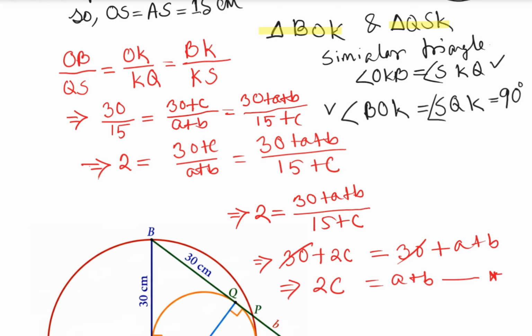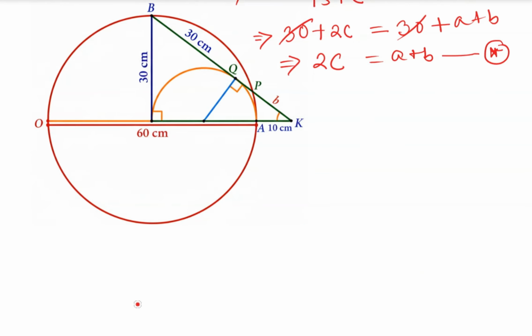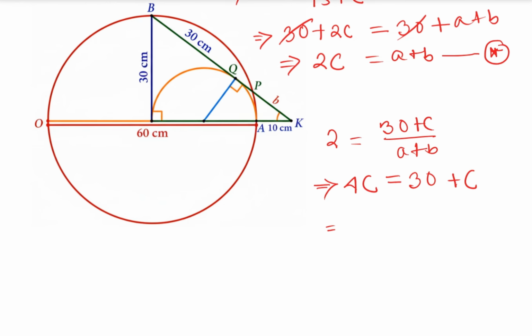So let's write this down as one equation, and also we have 2 is equal to 30 plus C over A plus B. By solving these equations, we get 4C is equal to 30 plus C, or 3C is equal to 30. So from here we can write C equals 10.